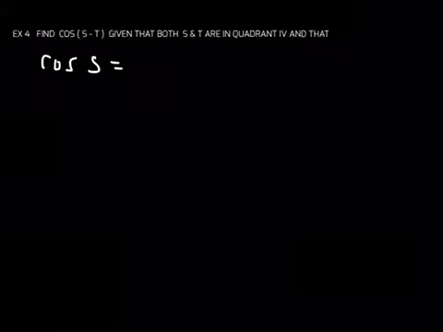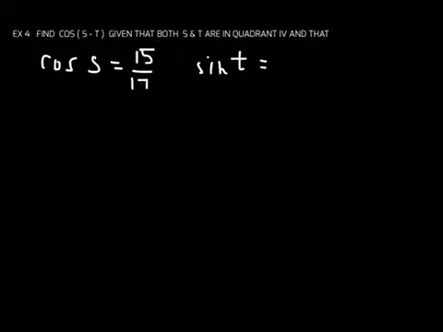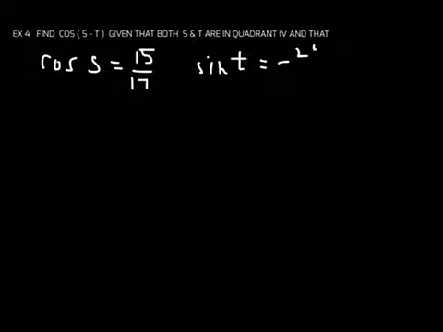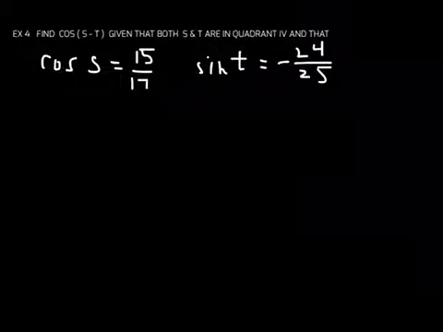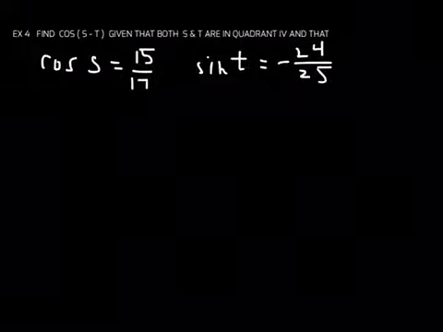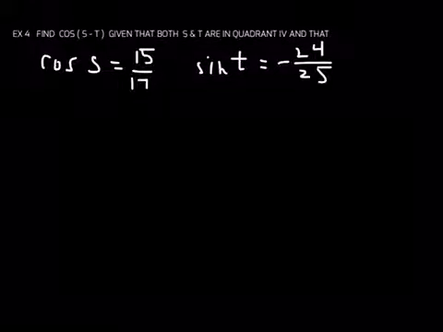Okay, guys, example 4. Find cosine of s minus t, given that both s and t are in quadrant 4, and that, this is also given, cosine of s is equal to 15/17. And this is also given, sine of t is equal to negative 24/25. All right, here is all the given information in white. S and t are both in quadrant 4, and cosine of s is 15/17. Sine of t is negative 24/25. All right, this is what they're asking you to find.